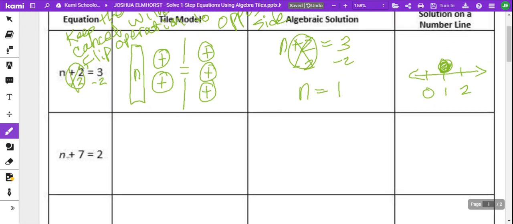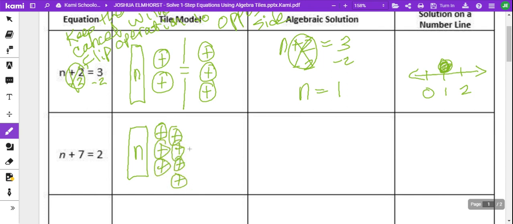Okay, so we got n plus 7, got the variable n. Then we have 7 positives on the left. 1, 2, 3, 4, 5, 6, 7. Now if you want to make them little chips or squares, you can do that. And that's equal to 2.